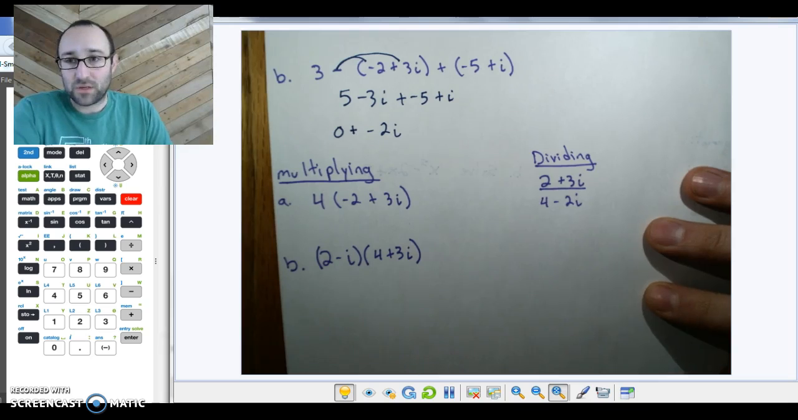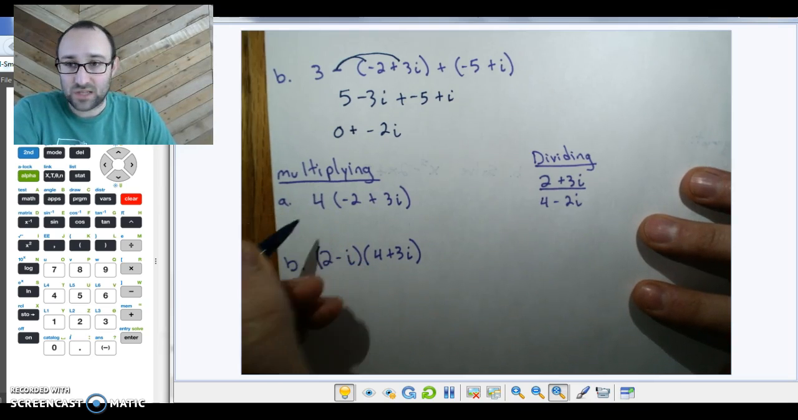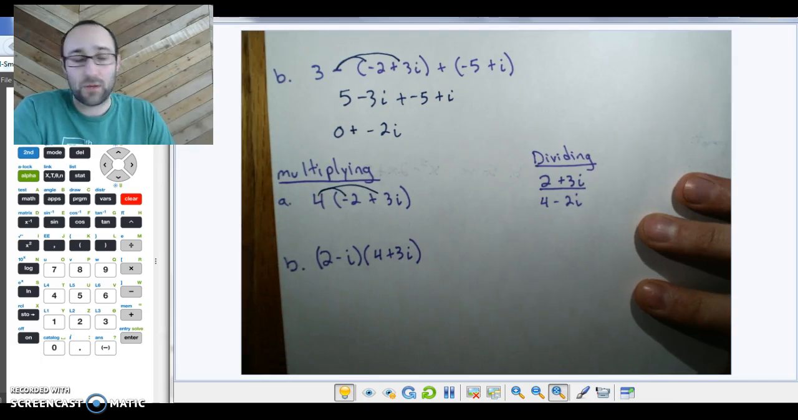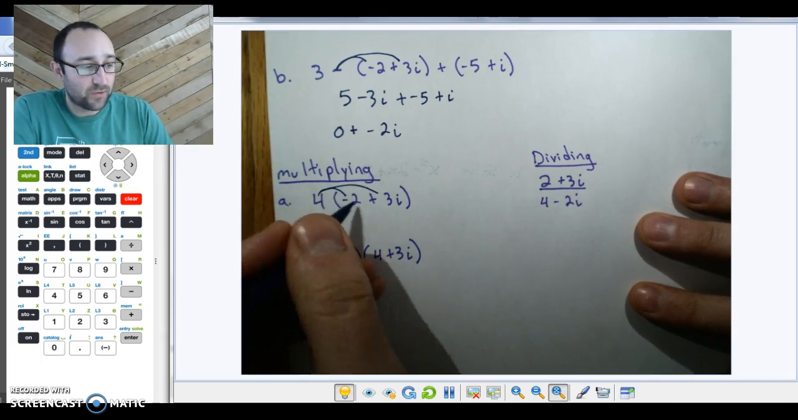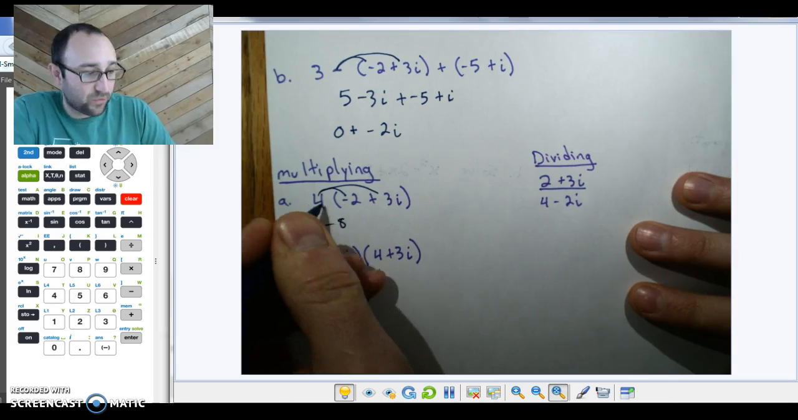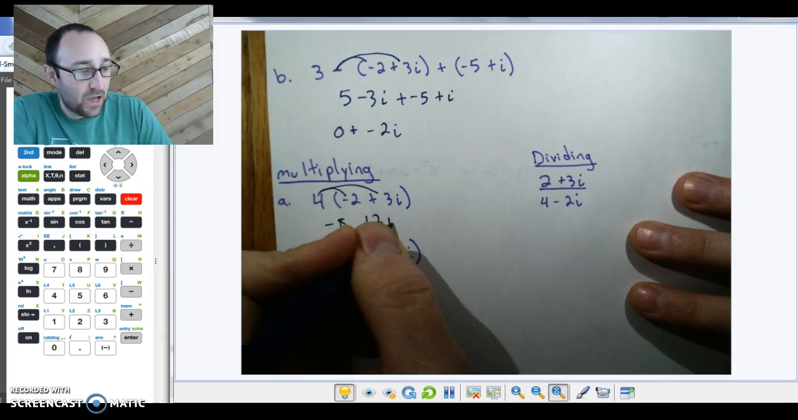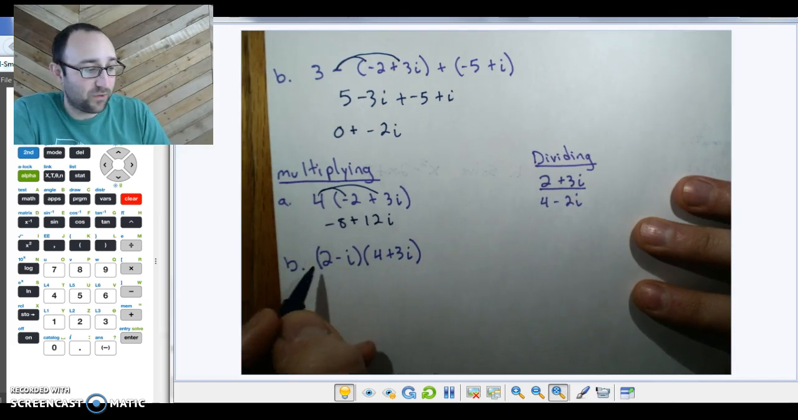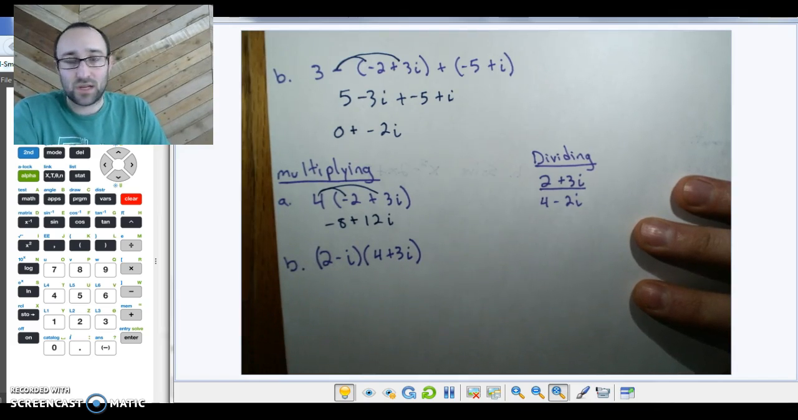Alright. Now let's move on to multiplying. What happens if you multiply by just a scalar, just one term? Well, it's just like the distributive property. It works as well with complex numbers as with real numbers. So 4 times negative 2 is negative 8. 4 times 3 is 12i, and you get the plus in the middle. So there's multiplying.